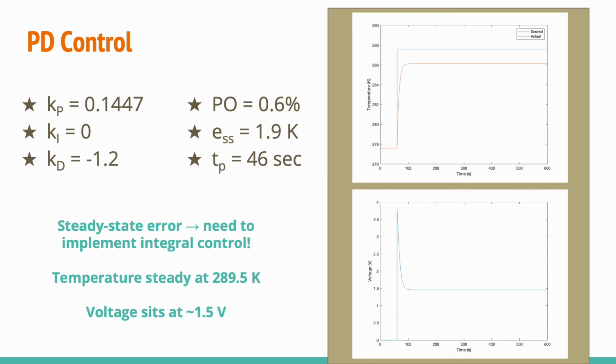Now we will move into the results section. Here is the voltage and temperature response for a PD control scheme. This was implemented by simply setting Ki, or the integral gain, equal to 0 and solving for the remaining gains. The temperature is steady at 289.5 Kelvin and the voltage at 1.5 volts in its steady state configuration. All performance parameters were met besides steady state error. This run confirmed the need for integral control on the system.